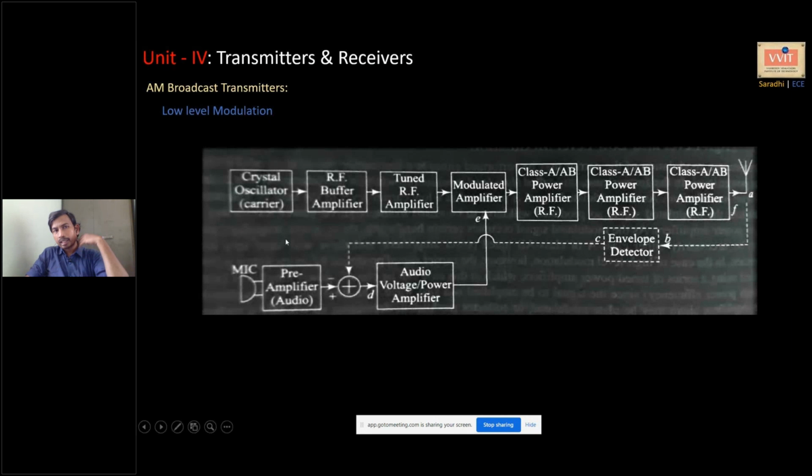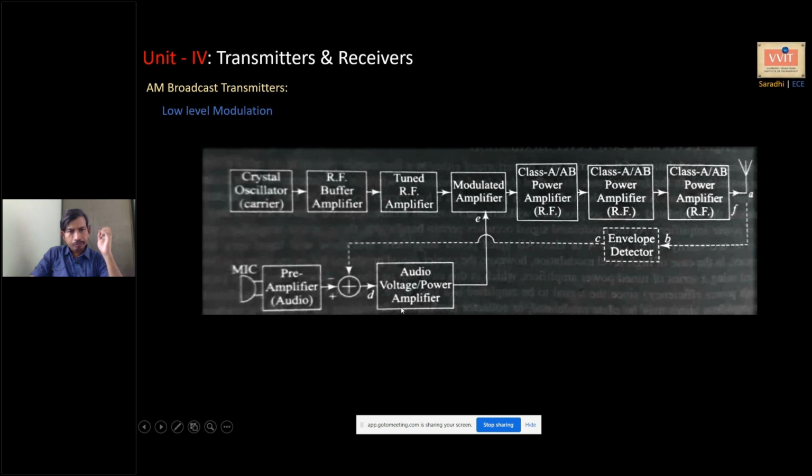Let us see AM broadcast transmitter. Just as I mentioned, there are two types of transmitters: low level transmitter and high level transmitter. So there is a huge block diagram, but you can easily understand. We have this crystal oscillator, RF buffer amplifier, to isolate this crystal oscillator from the tuned RF amplifier, and then modulated amplifier. What do you understand from this? We have the carrier generated with the required carrier frequency out of these three blocks.